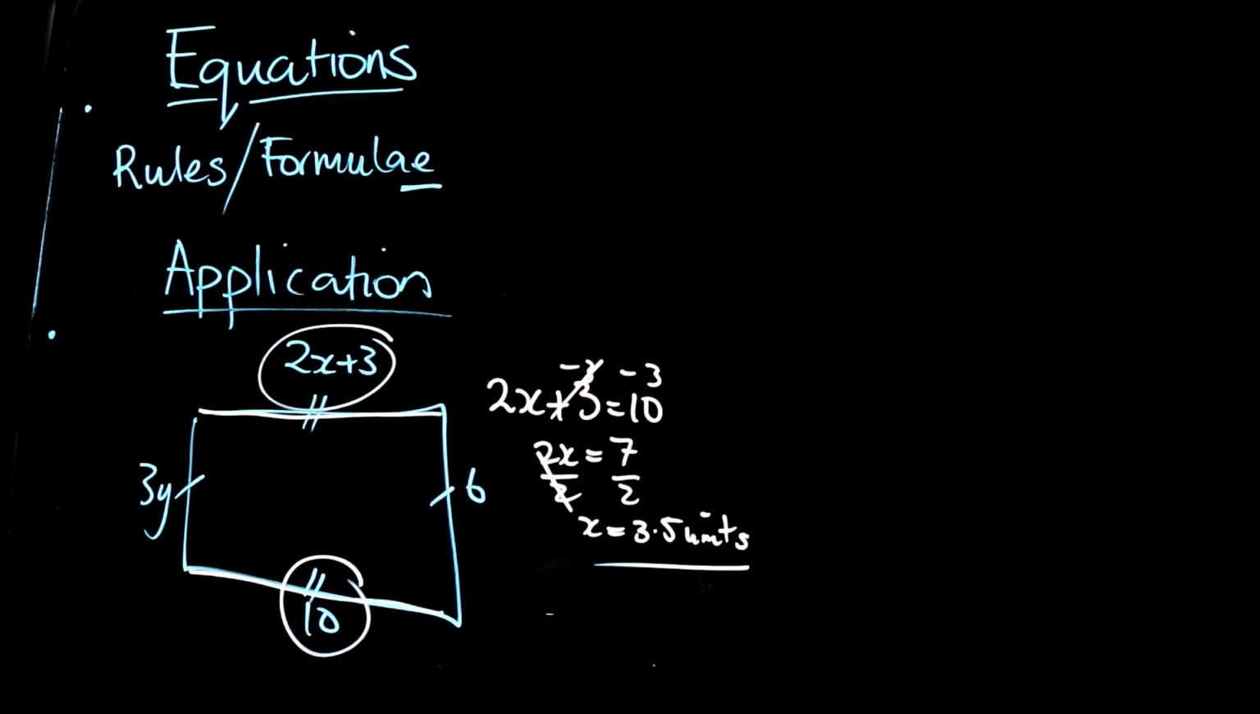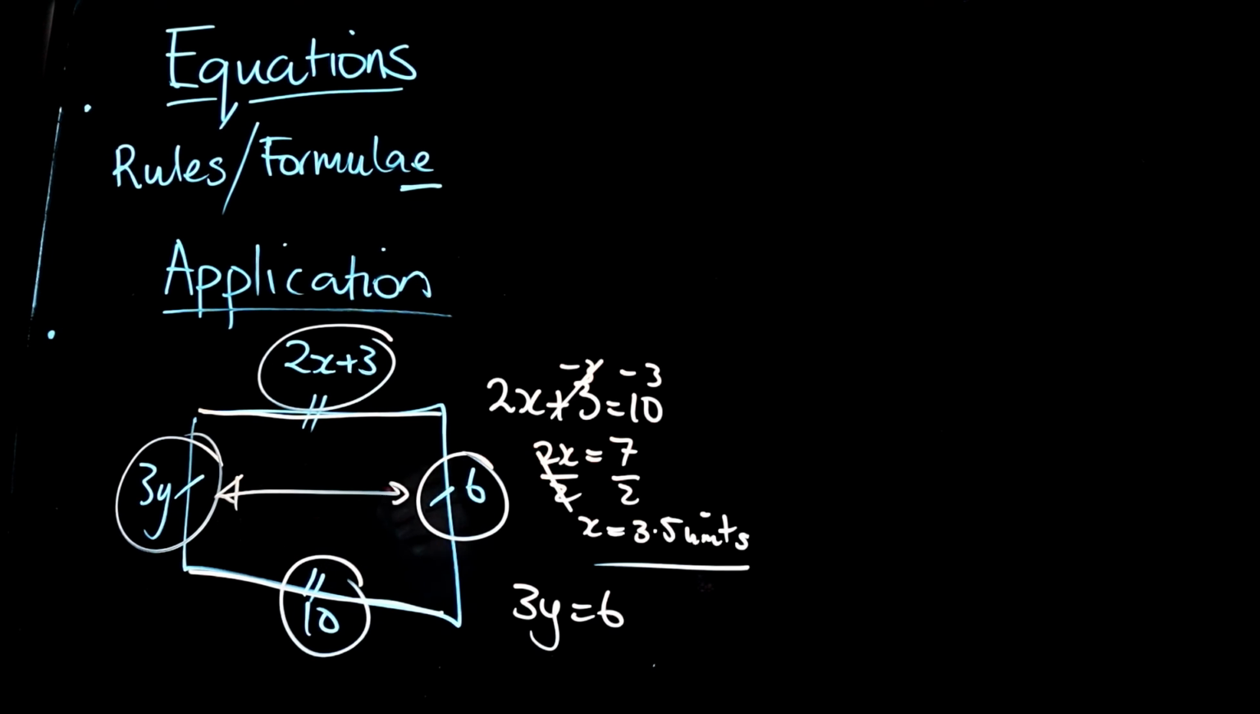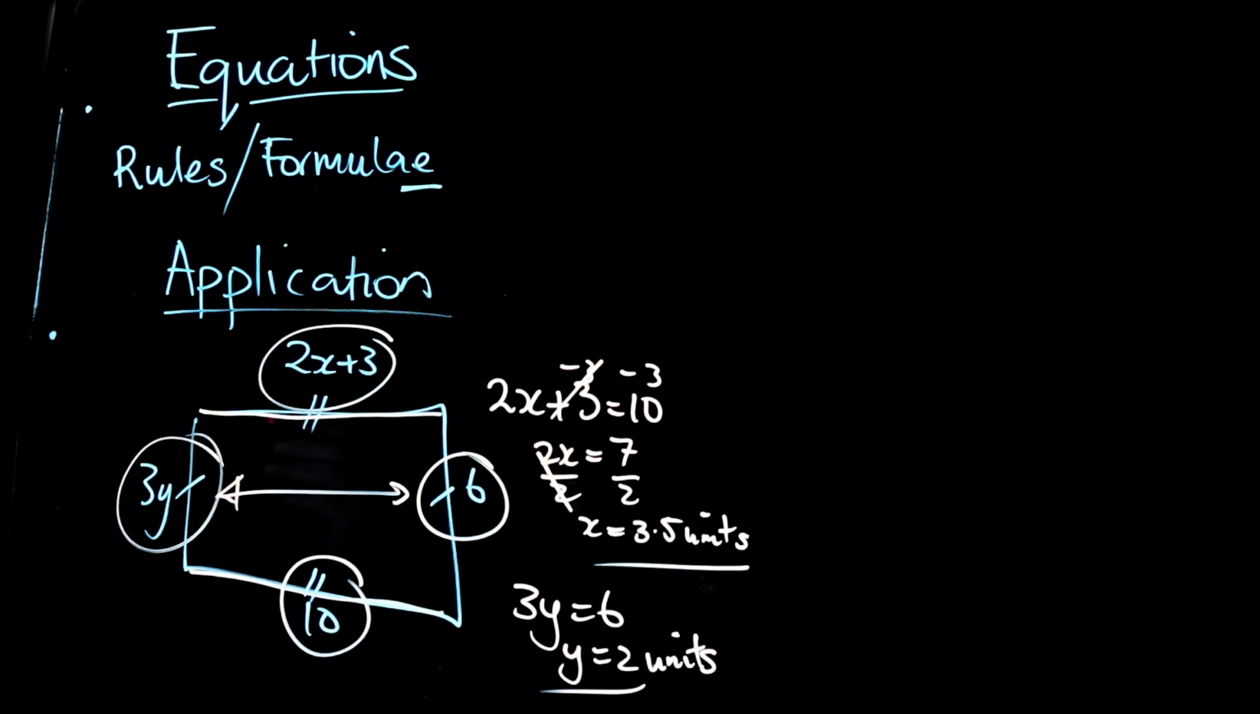The other equation that we can create here is 3y is equal to 6. These other two lengths across here are equal. So y in this case will be equal to 2. Units, I'm not sure what the measurements were, so let's leave that. And that is the unlocking there. The unlocking was knowing that these lengths were equal, and once you see that, it becomes really easy.